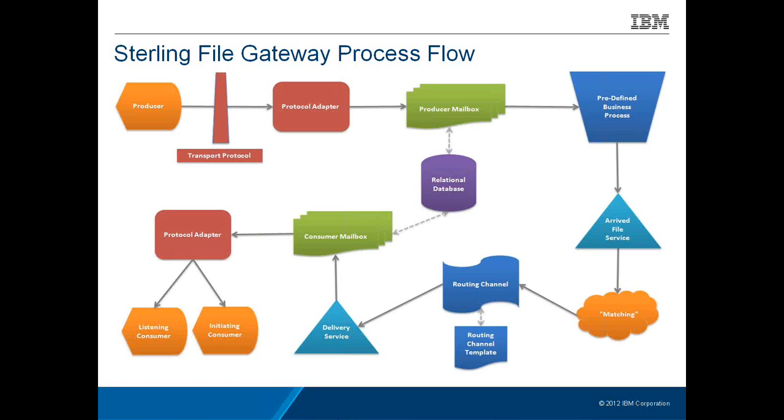mailbox. And consumers could be of two types, again, initiating consumers and listening consumers. Initiating consumers would log on to my file gateway and can download the particular file, whereas in the case of listening consumers, Sterling File Gateway would be programmed to deliver the file automatically to a server. It could be an SFTP server or FTP server residing outside of Sterling File Gateway, and it would automatically deliver that file to the destined consumer as such.